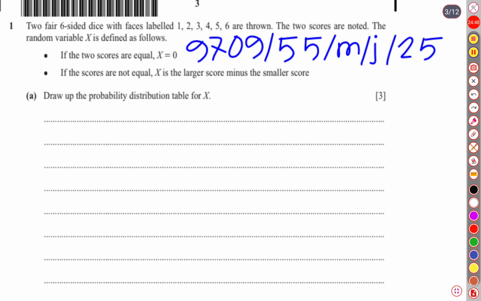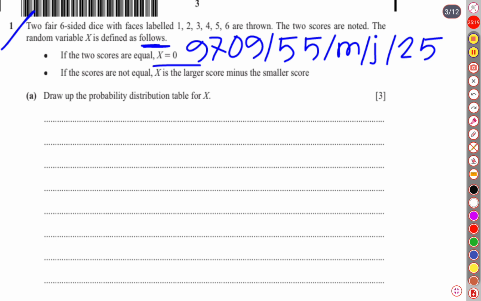The next question has been selected from paper 9709/55 for the session May June 25, and the first question belongs to the topic we are discussing now. Two fair six-sided dice with faces labeled 1, 2, 3, 4, 5, 6 are thrown. The two scores are noted. The random variable x is defined as follows. If the scores are equal, then x is equal to 0. If the scores are not equal, then x is the larger score.